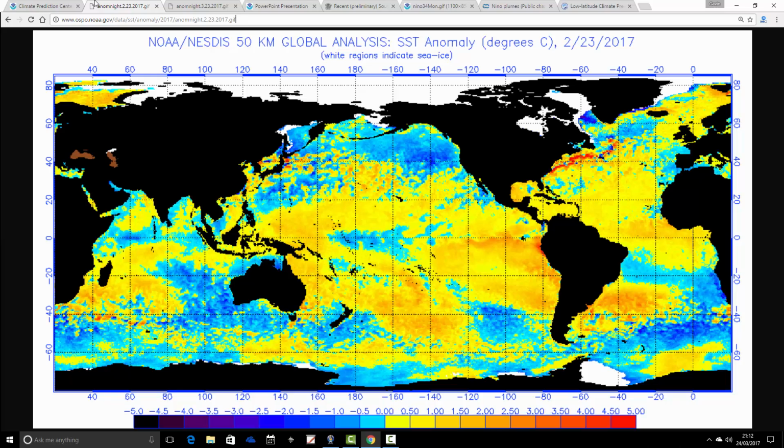So this is how the sea surface temperature anomalies were looking a month ago when we did the ENSO update for February. Now, of course, this is the area we're interested in, the Pacific Ocean, and we've got Peru over here, Indonesia over here. This line just here is the equator, and the colours are the temperature anomalies of the Equatorial Pacific Ocean.